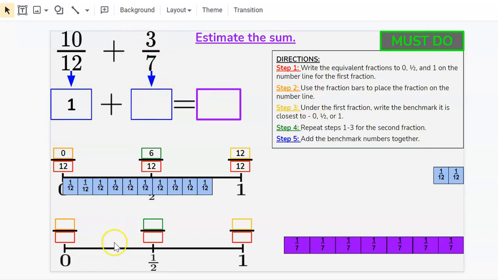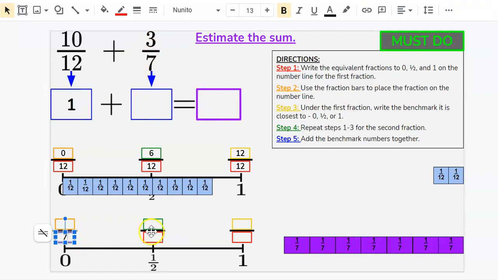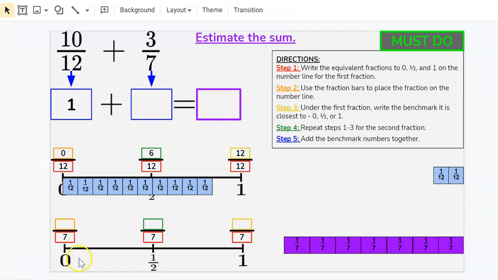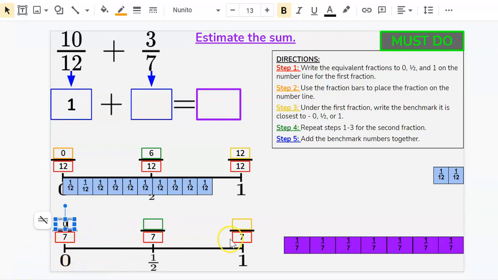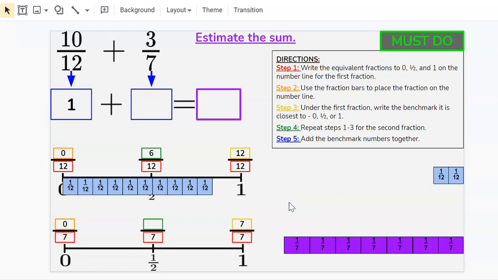So again, I'm going to make equivalent fractions to 0, 1/2, and 1 whole, but I'm using sevenths. So the first thing I'm going to do is put a 7 in the denominator of all 3 of these equivalent fractions. I know that 0 would mean I have 0 pieces out of my 7. And 1 whole means I have the entire thing. It means I have every piece, so 7/7.